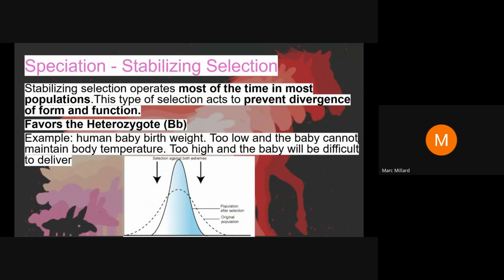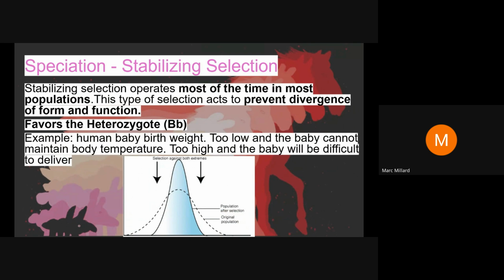The next type of speciation is called stabilizing selection. Stabilizing selection operates most of the time in most populations. This type of selection acts to prevent divergence of form and function. This tends to favor the heterozygous version of genotypes.